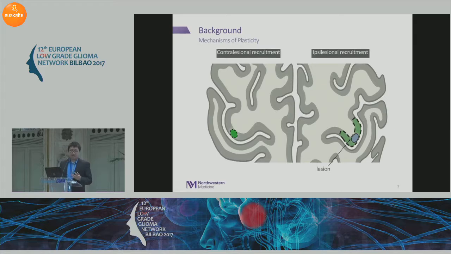Moving to whole brain patterns, we believe from healthy adult subjects and from the stroke literature that there are primarily two major patterns of motor plasticity or motor recruitment. One, recruitment around the lesion, which we term ipsi-lesional recruitment, and recruitment on the anatomical analogous side on the other hemisphere, termed contra-lesional recruitment. In this image, the lesion is pictured in blue and cortical activity is pictured in green.